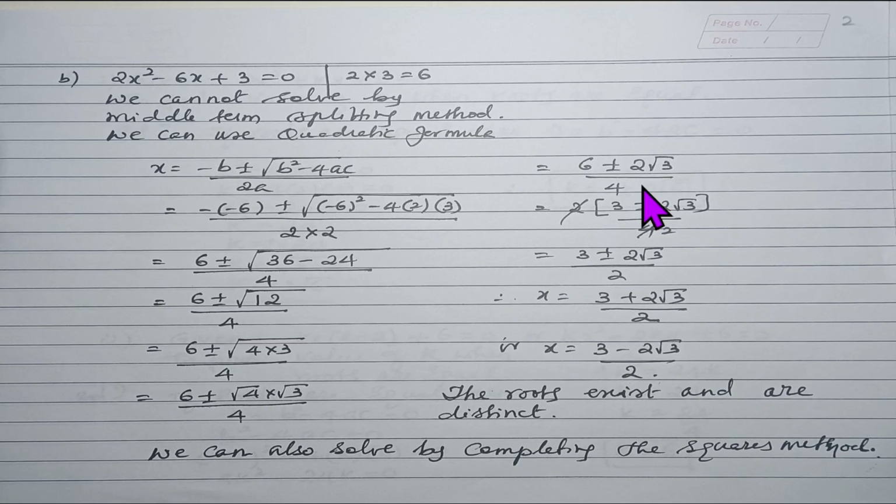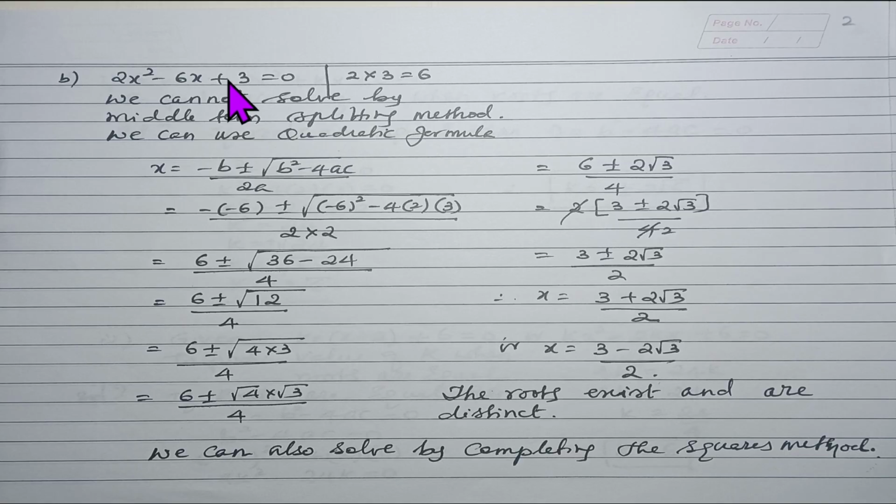Now coming to the next point, let us find out the roots. Let us see how we solve them. 2x square minus 6x plus 3 equal to 0. We cannot solve this example by the middle term splitting method, because we cannot apply the middle term splitting method easily in this case.